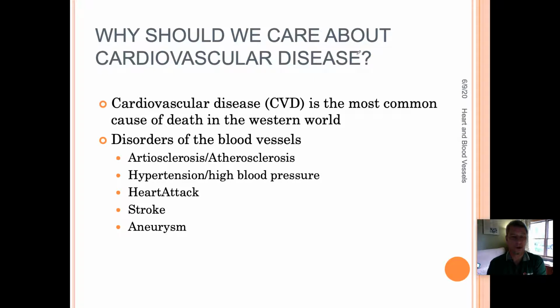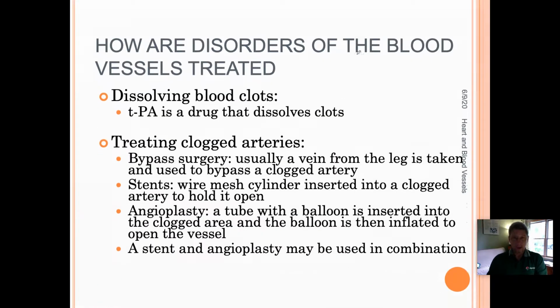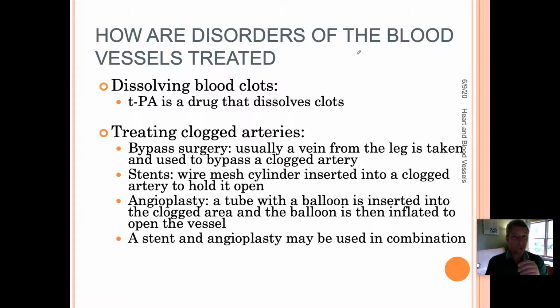A stroke can also be caused by what we call an aneurysm, which is a bursting of the blood vessel in the brain. And you can have aneurysms, by the way, in any blood vessel, but when it occurs in the brain, that's a stroke. Okay. Now, how do we treat these kinds of things? Well, any blockage in an artery that's caused by a blood clot can be not cured, but helped by a drug called TPA.